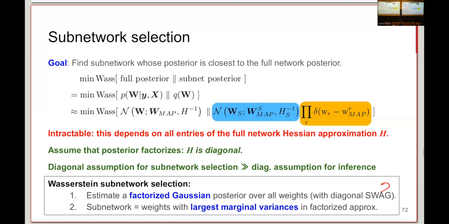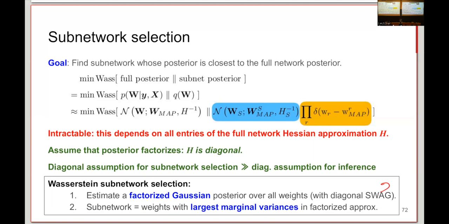It's the weights with the largest marginal variance. That's the key. So you can imagine having some mean field approach that uses a factorization of the posterior distribution. You can look at the marginal variances of the weights, and then you just choose those with the largest marginal variance, that seem to be changing the most, and then you just capture uncertainty on those.